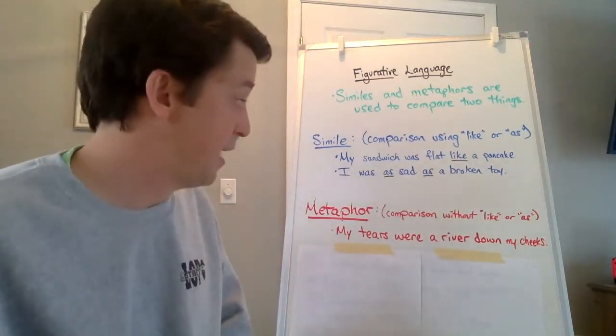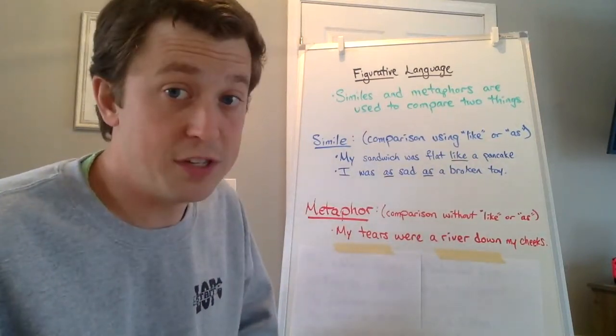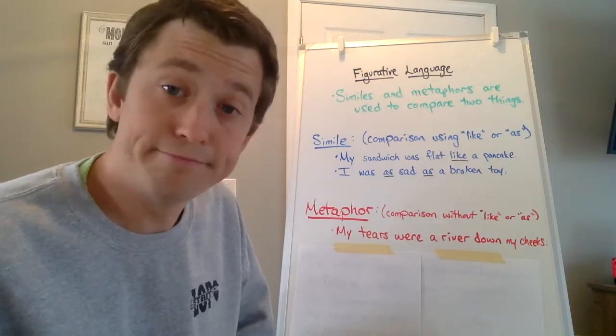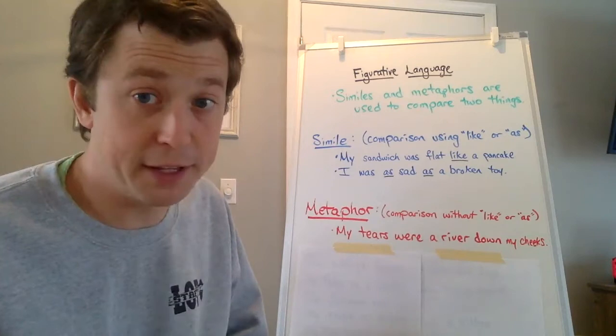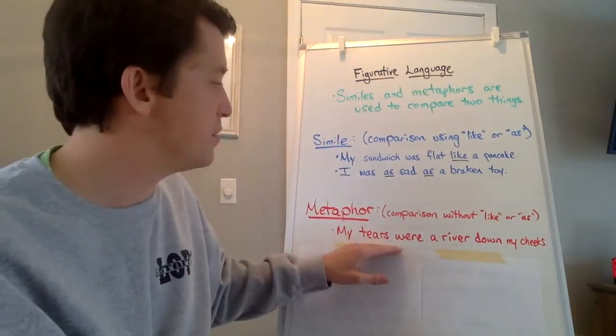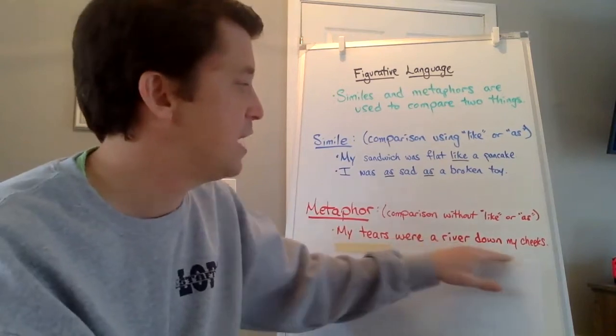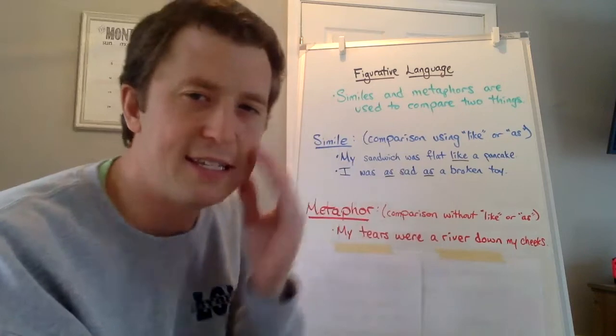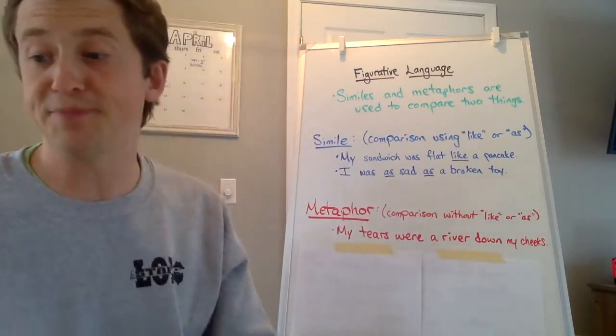Well, let's think about that. First, do we see like or as? No. So it's definitely not a simile. Now, let's see if it's a comparison. My tears were a river down my cheeks. So I'm comparing my tears and a river.